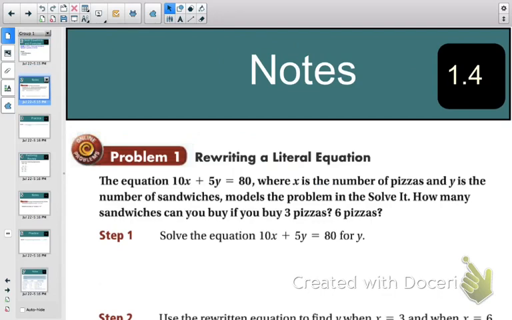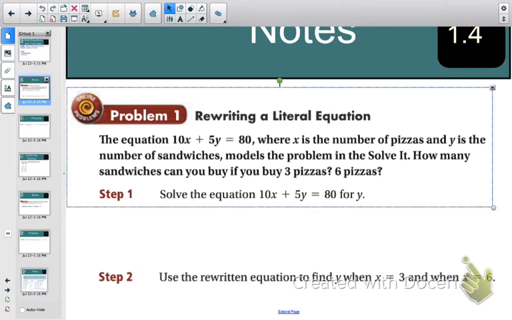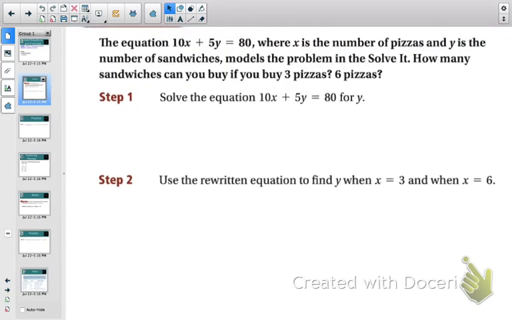Alright, so problem 1, we're rewriting this literal equation. So we have 10x plus 5y equals 80. X is the number of pizzas, and y is the number of sandwiches. It says how many sandwiches can you buy if you buy 3 pizzas or 6 pizzas? If I were to put this into a scenario here, I would say that because x is our number of pizzas, pizzas probably cost $10, and sandwiches cost $5, and we have a total of $80 to spend.